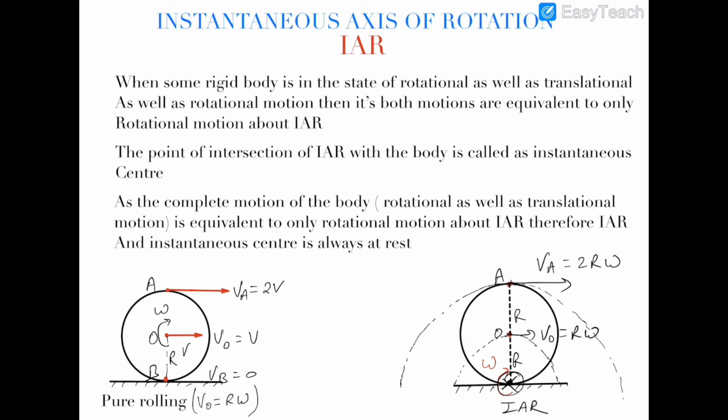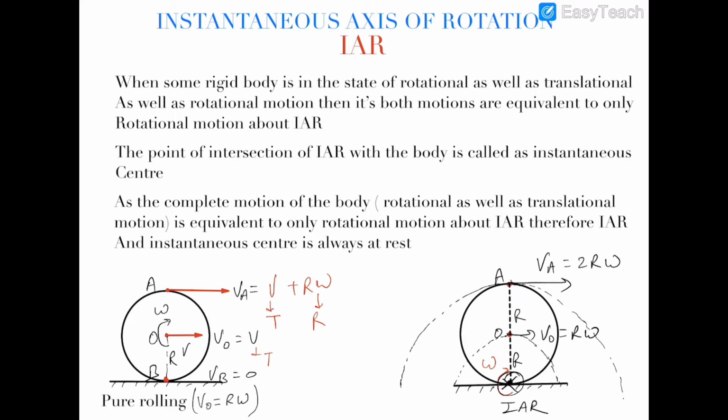For example, if we write down the velocity of point A, then the velocity of point A would be v plus r omega. Now this is due to translational motion and this is due to rotational motion. So the velocity of point A is due to both motions. Now the velocity of center O is only v because the center is not rotating about any other axis. In fact, the complete system is rotating about the center with an angular velocity of omega. So the velocity of the center would only be the translational one.